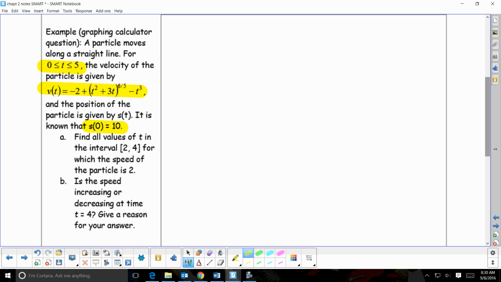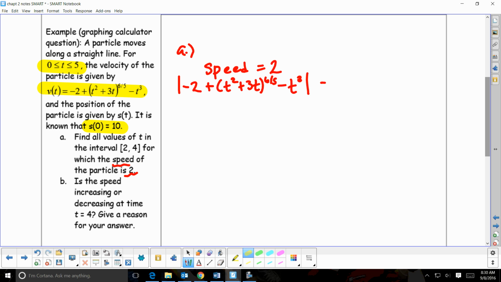Okay. So find all the values of t in the interval 2 to 4 for which the speed of the particle is 2. Well, I'm looking in part A where the speed equals 2. So what is my equation for speed? Absolute value of velocity. So I'm going to do the absolute value of this guy, and I want to see where it equals 2. How are we going to find that in our calculator?